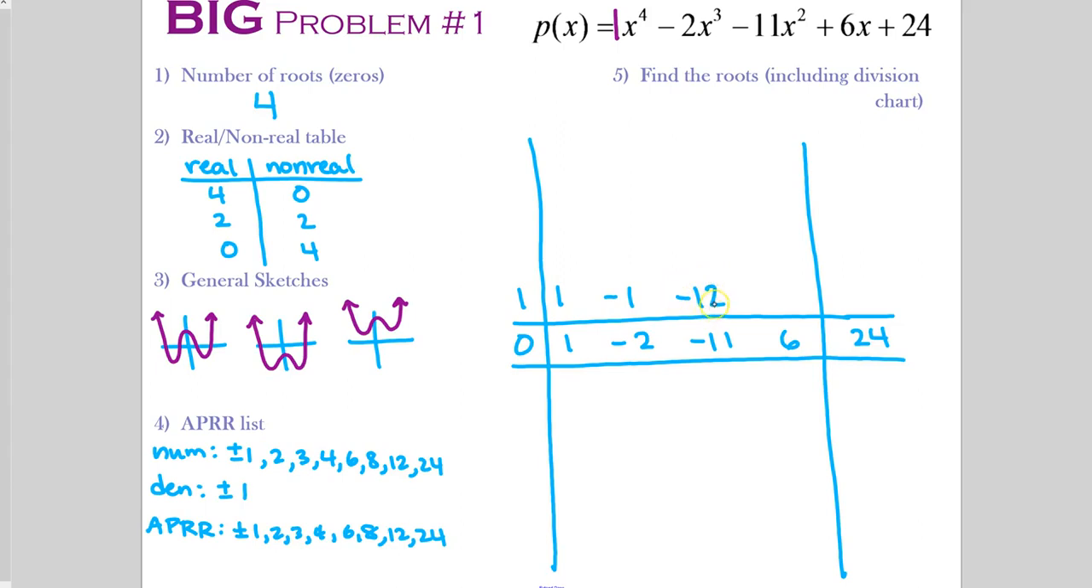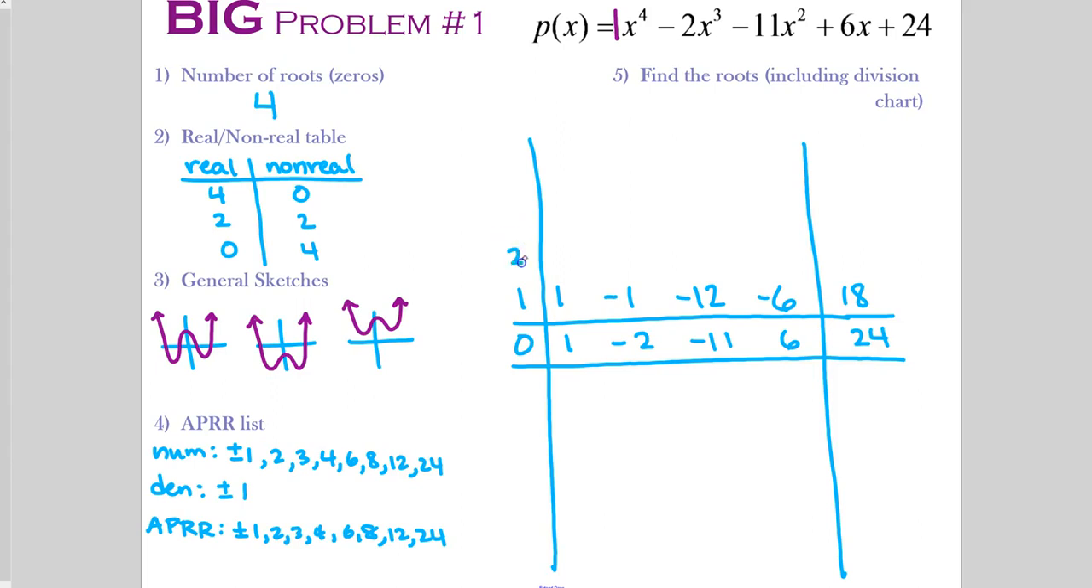Negative 12 times the number in the box plus the next number. Negative 6 times the number in the box plus the next number. So we don't have a root yet, but we do know that for graphing, which is going to be the next step, we have the point to plot (1, 18). Remember, the remainder is also the y-coordinate of the point. We also have the point to plot (0, 24).